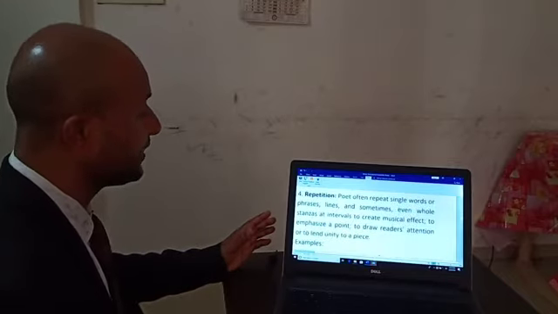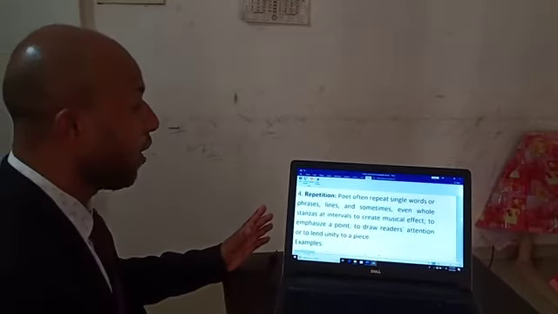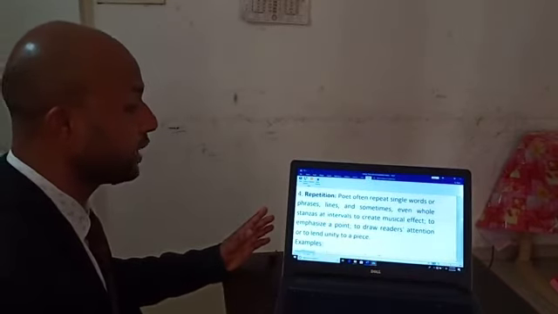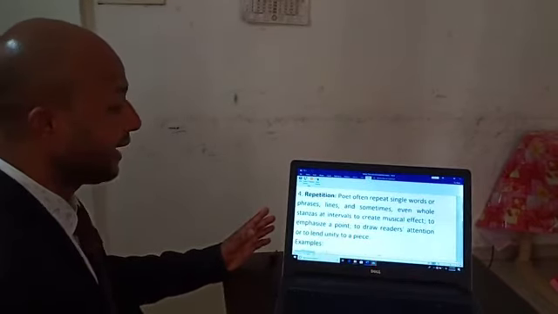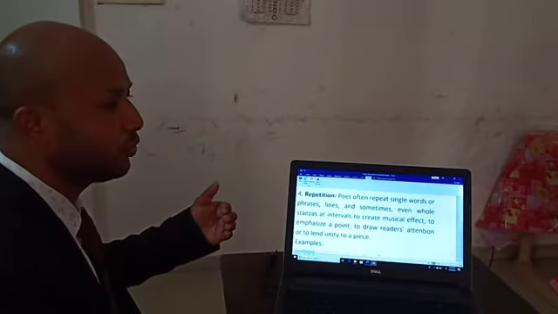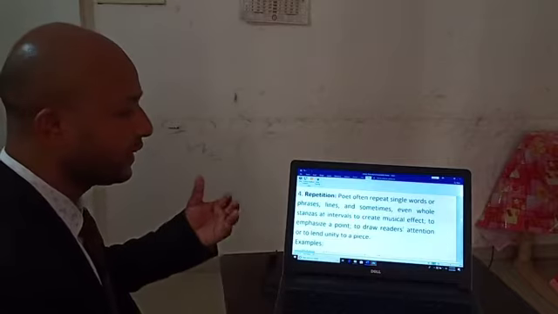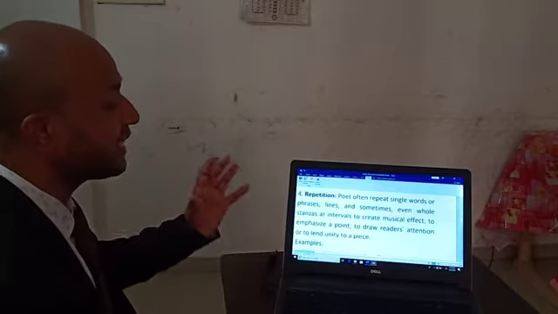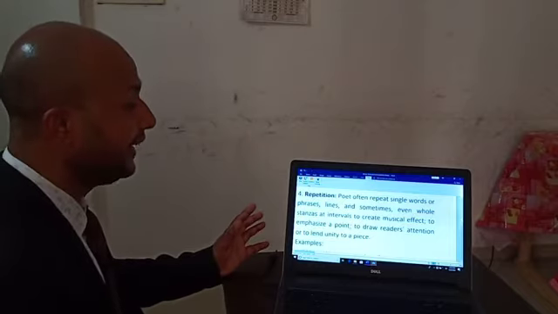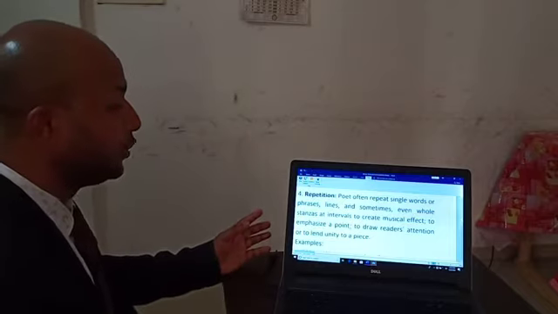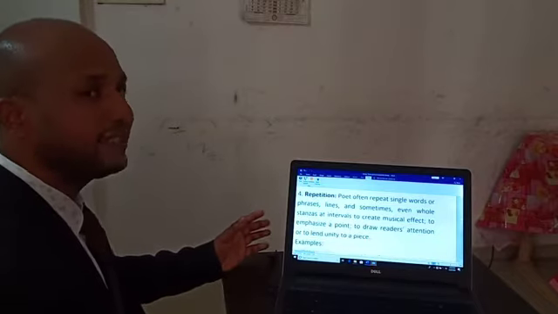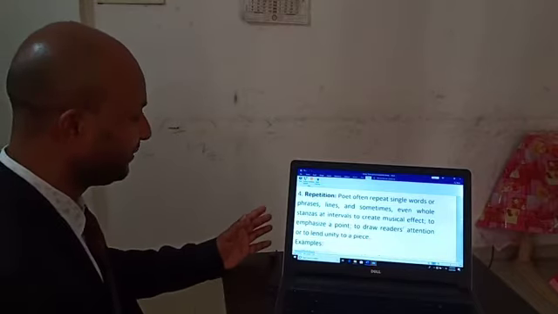Next we move to repetition. Repetition: a poet often repeats single words or phrases, lines and sometimes even whole stanzas at intervals to create a musical effect. The idea behind the poet is to create a musical effect, to emphasize a point, to draw the reader's attention, or to lend unity to a piece, to make it more interesting. The poet has the freedom to do that.